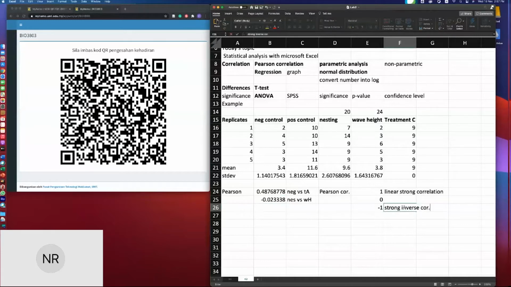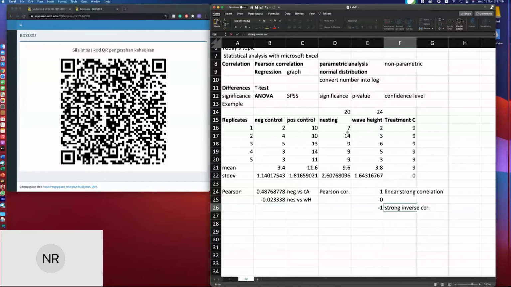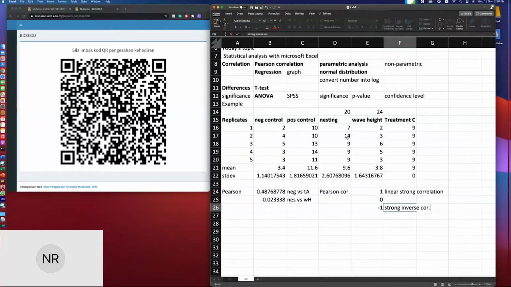Ataupun inverse relationship. Kalau kita contoh di sini, if you compare between nesting and wave height, you found that the number is closer to negative 1. It indicates that makin tinggi ombak tersebut, makin rendah penyu bertelur. The lower the number of turtles that are going to nest on the beaches if the height of the waves is increasing. All right. So 0, what does it mean? 0 indicates there is no association or no relationship or no correlation at all.